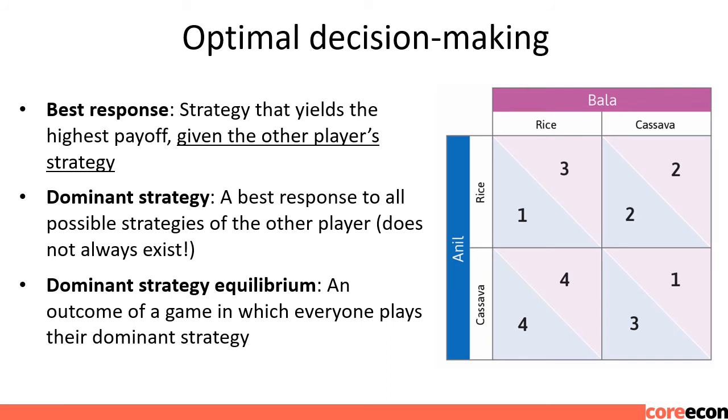Let us look at the optimal decision-making process by understanding some important terms in game theory. Best response, strategy that yields the highest payoff given the other player's strategy. Dominant strategy, a best response to all possible strategies of the other player. Does not always exist. Dominant strategy equilibrium, an outcome of a game in which everyone plays their dominant strategy.